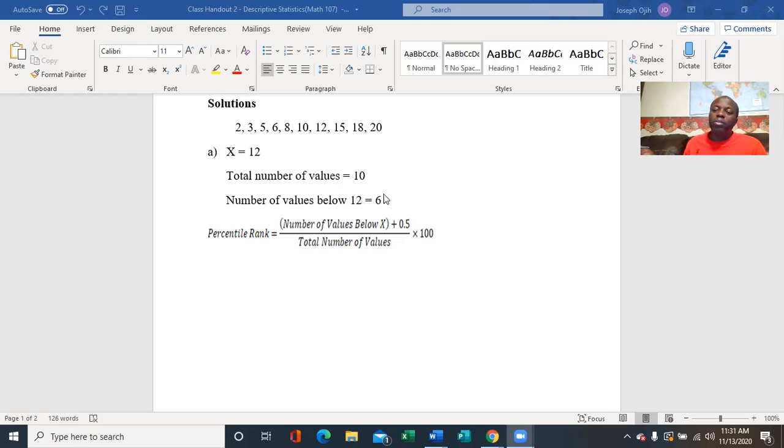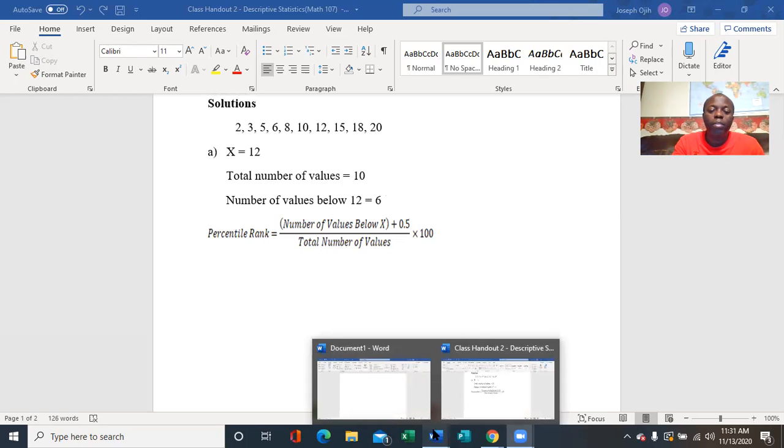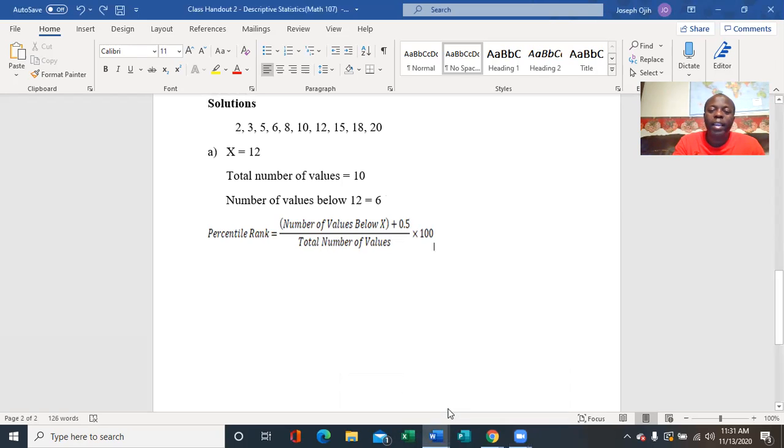Now let me put it on the screen so that you can see what I'm doing. So I'm going to go to another workbook, where I can put the formulas in. Okay.